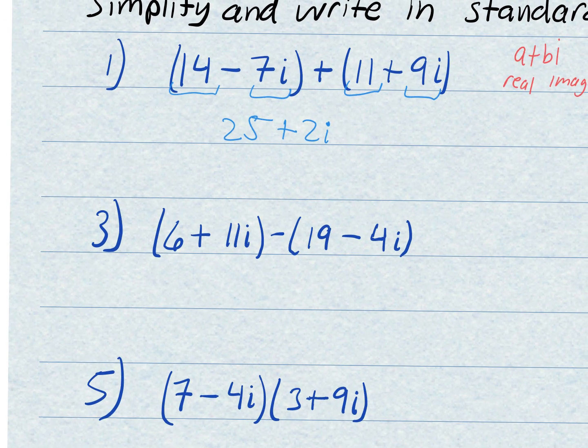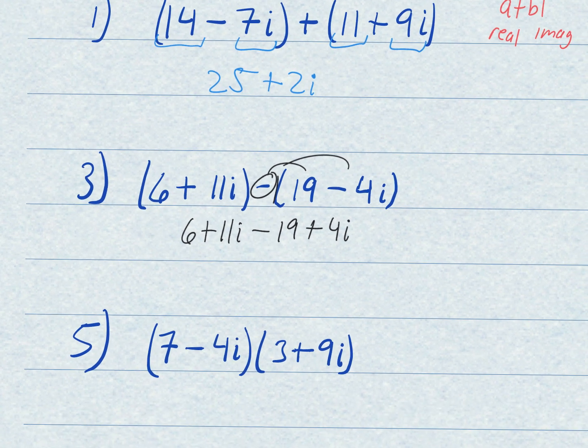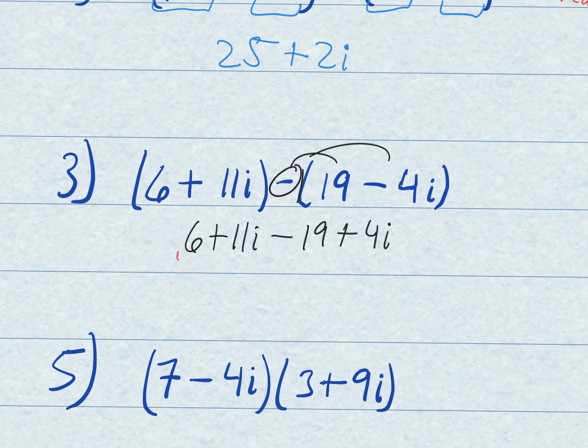And now the next one, if we're subtracting, just like in our polynomial section, the negative outside of a group of parentheses, you can distribute that. You can treat it like a -1. So it's just going to change the sign of everything on the inside. So we get 6 plus 11i minus 19 plus 4i. Now that we have this, we can just combine real plus the real. So 6 minus 19 should get you -13. And then imaginary plus the imaginary, so 11i plus 4i should get you 15i.